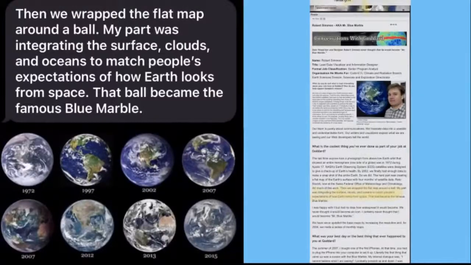Yeah, so this is from NASA, and this is Robert Simon. He is their lead data visualizer, and he created that iPhone picture that you have of the blue marble on your phone. And this is a quote that he said, "Then we wrapped the flat map around a ball. My part was integrating the surface, clouds, and oceans to match people's expectations of how Earth looks from space. That ball became the famous blue marble." And they admit that they only have one real picture of the Earth. They say that the rest of the pictures are composite images, but they admit that they literally have to use CGI to create them. And then you can see just over the years how much they change. And this is because they're CGI, they're not actual pictures.